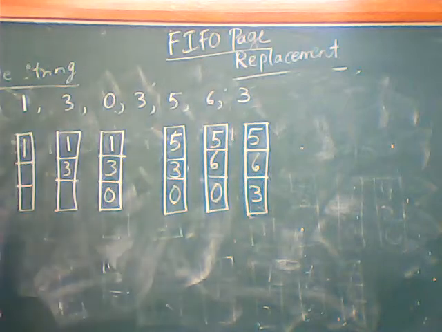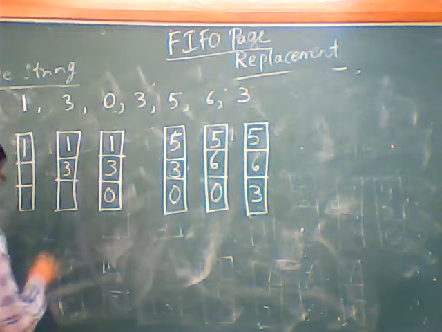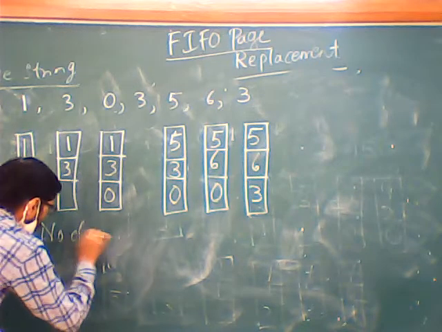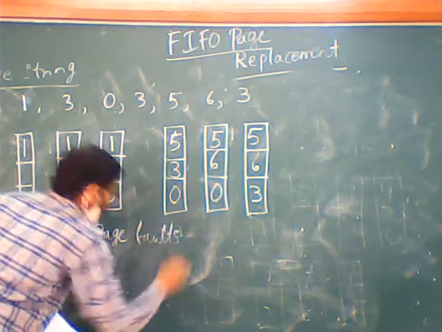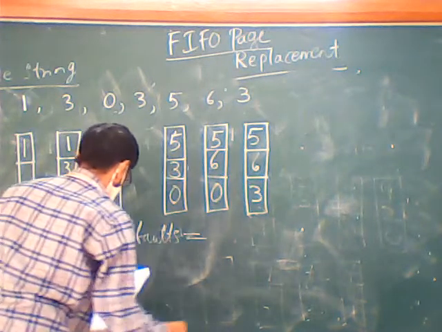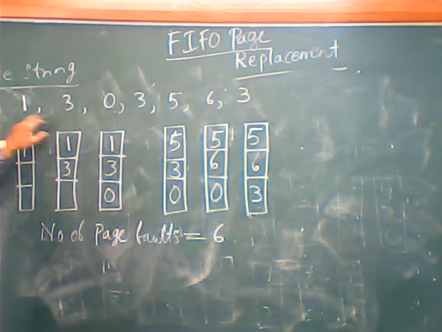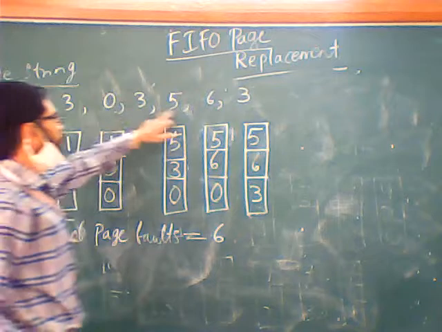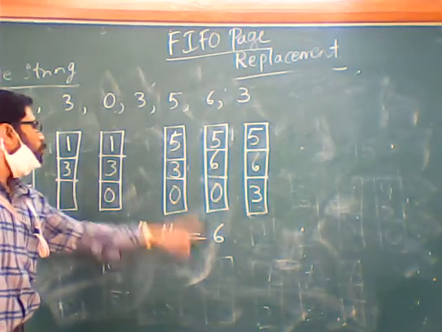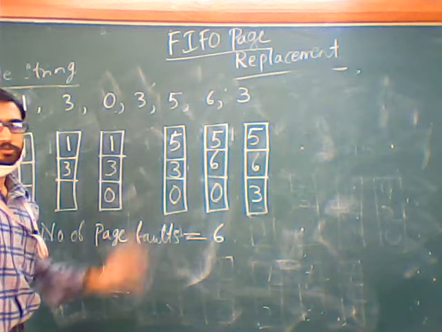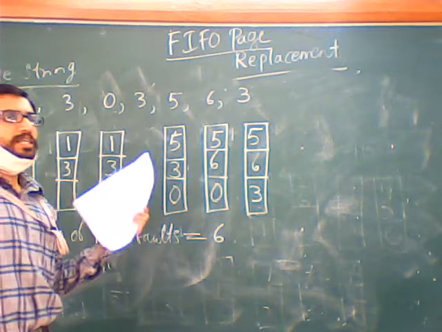So what will be the total number of page faults? 1, 2, 3, 4, 5, 6. Write that down: number of page faults equal to 6. Total how many references are there? 1, 2, 3, 4, 5, 6, 7. 7 minus 6 will give the page hits. So page hit is 1. So it is correct. Does anybody have any doubts?